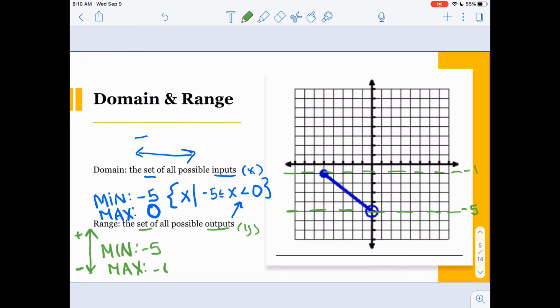So I can write my range as all the values greater than -5, but not equal to, because it's still an open circle, less than or equal to -1, because this point is a closed circle.